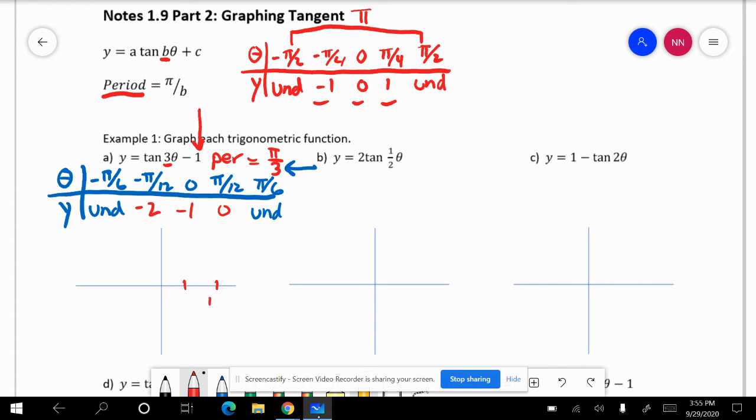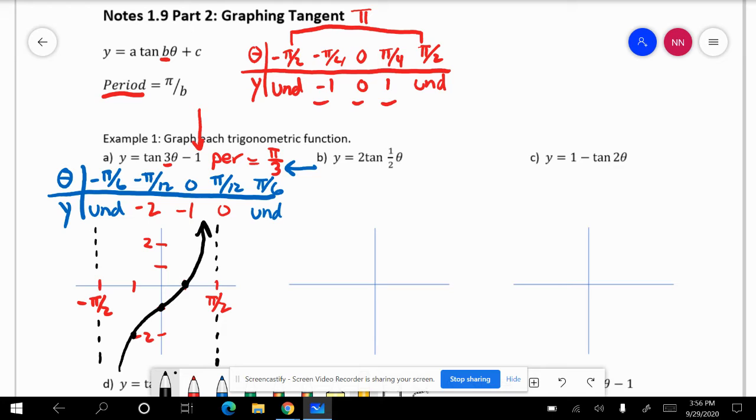So when we graph this, we have pi halves and negative pi halves. I'm going to go up to 2 and negative 2. I want to make sure that I'm drawing my vertical asymptote. And then I'm going to plot my points. So I have negative pi 12ths and negative 2. I have 0, negative 1. I have pi 12ths and 0. And what I'm going to do is have the lines approaching the asymptote.